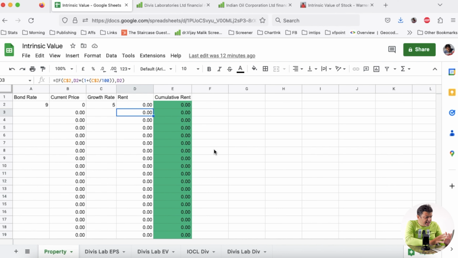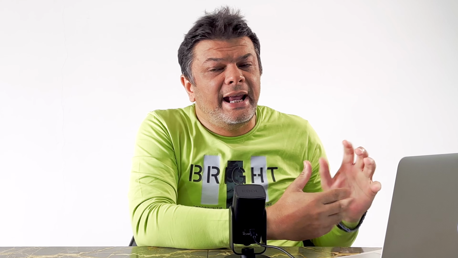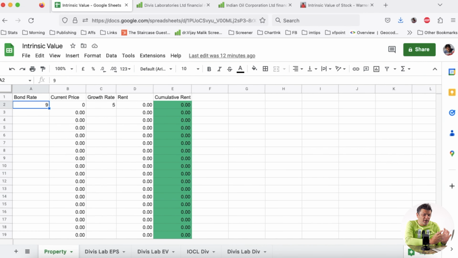Now let me help you with this Excel sheet, or Google Sheet, that I have created. There is a bond rate, which is the return that I would get when I invest the capital into a fixed deposit or any secured instrument, like government bonds. And we have the current value, or the price at which we are investing, and then there is a growth rate for the investment, or for the cash that is coming out.